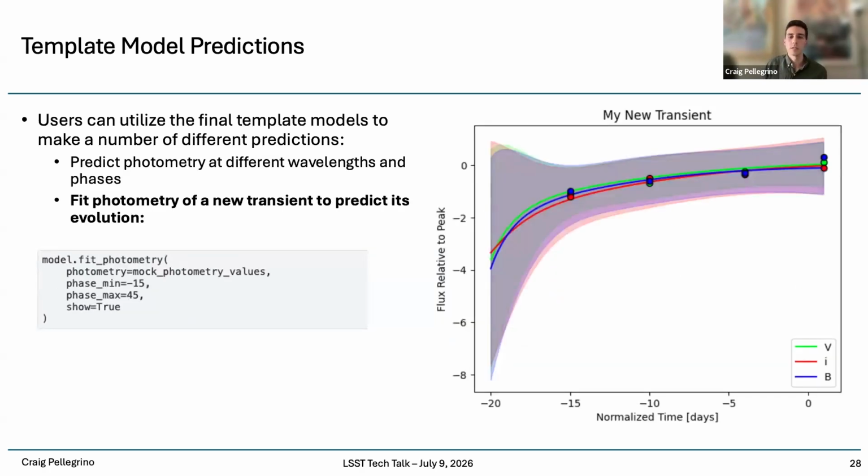You can also use these template models to fit the photometry of a new transient in order to predict its evolution or fill in the gaps at phases that you might not have observed it. So for example, here's just some made up data that I made for a new supernova in the B, V, and I bands, showing this sort of gradual rise to a peak. So you can fit these models to this data and then extrapolate out things like its really early time evolution, which is being shown here.